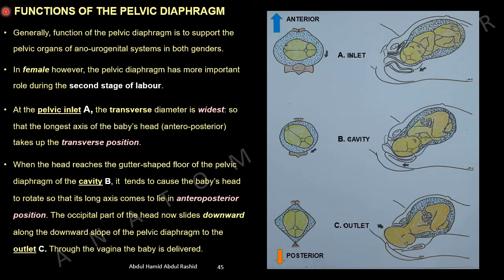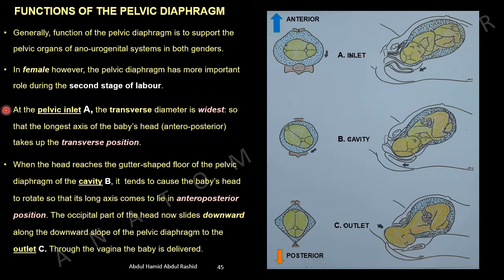Functions of the pelvic diaphragm. Generally, the function of the pelvic diaphragm is to support the pelvic organs of the ano-urogenital systems in both genders. In female, however, the pelvic diaphragm has a more important role during the second stage of labor.